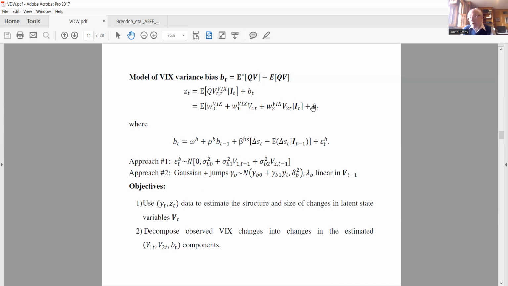And there are legitimate reasons for such bias, such as variance risk premium, or it could just be problems such as constraints in the options market during 2008. Okay, so that's the basic objective.